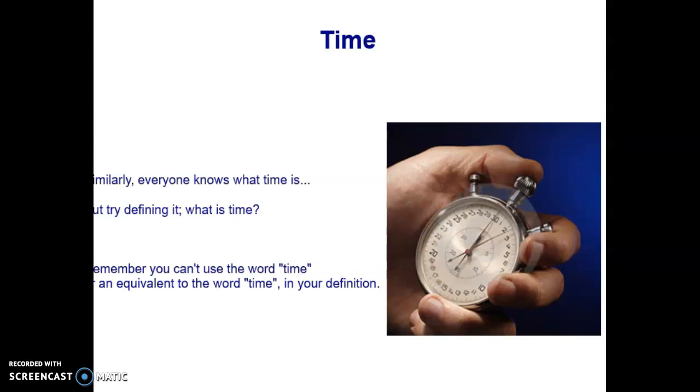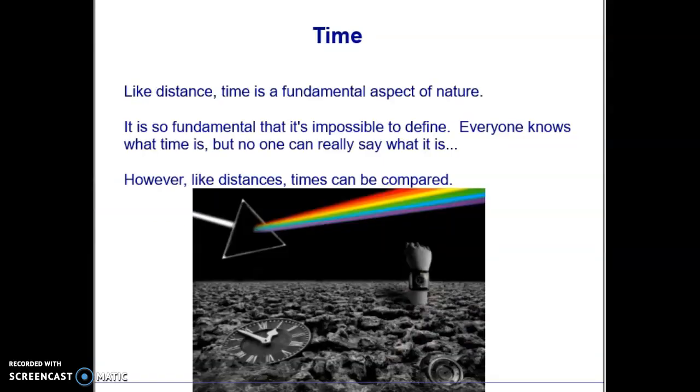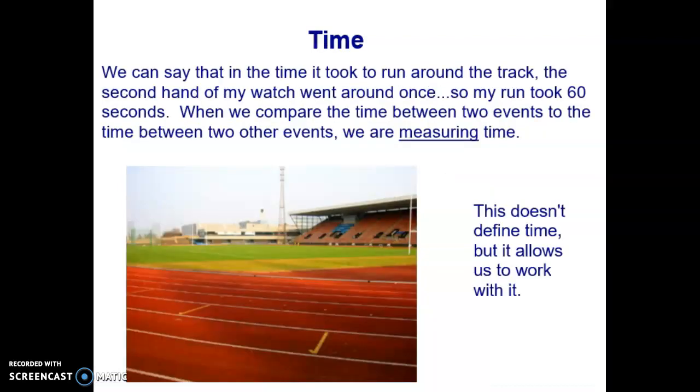The next thing we should talk about will be time. Time is the length of the interval between events, is how I define it. It's hard to define without using the word time. We measure how long it takes for something to happen. That's a good way to think about it. Time and distance are both hard to define because they're fundamental things in nature that just are what they are.